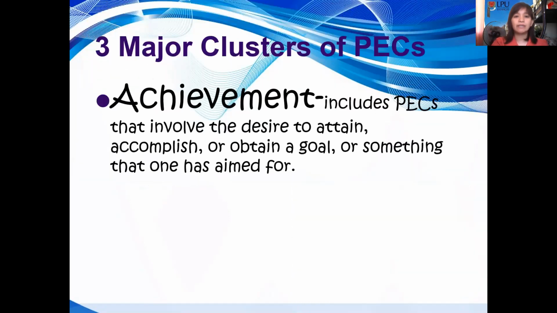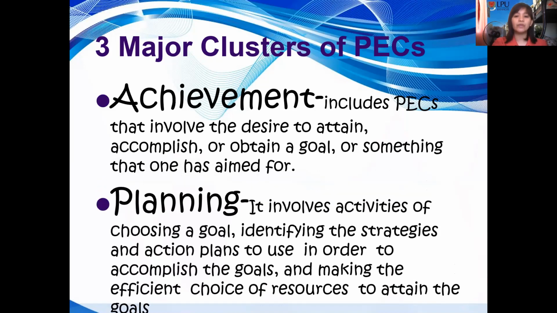So again, the three major clusters of PECs, achievement. So it includes the PECs that involve the desire to attain, accomplish, or obtain a goal or something that one has aimed for. Yung ninanais mo, or your goal that you wanted to achieve in the future. Planning. It involves activities of choosing a goal, identifying strategies and action plans to use in order to accomplish the goals, and making the efficient choice of resources to attain the goals. This is how you are going to achieve that goal, your plan, your procedure, your process.